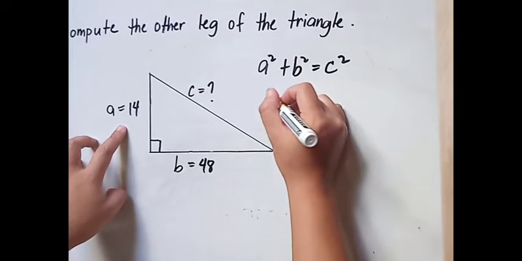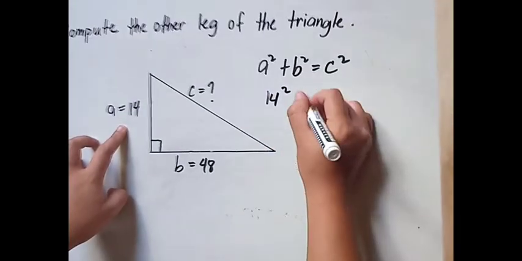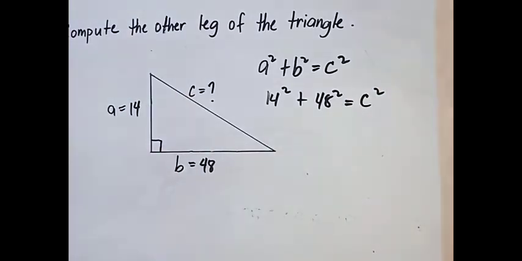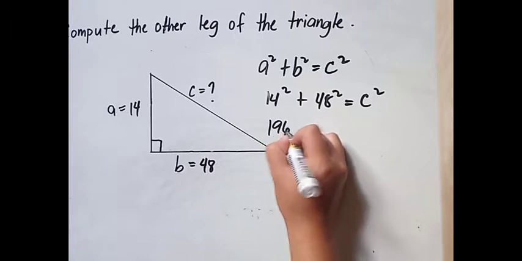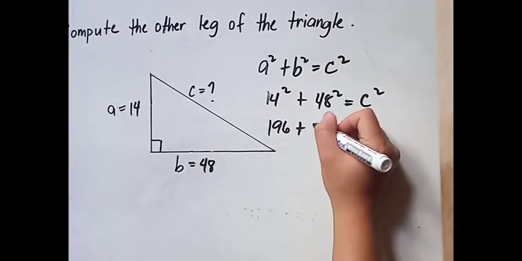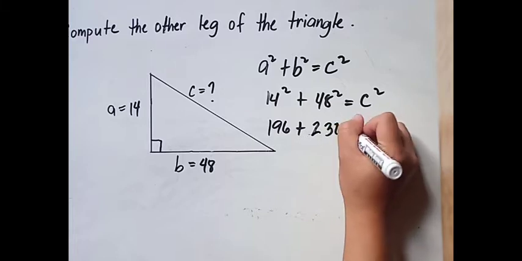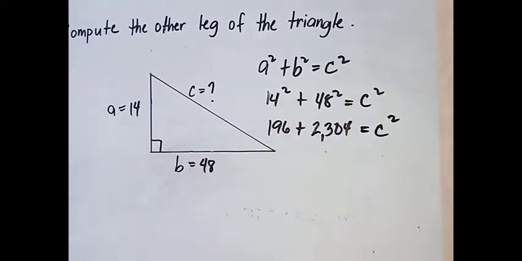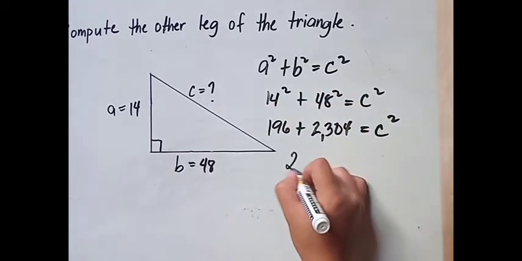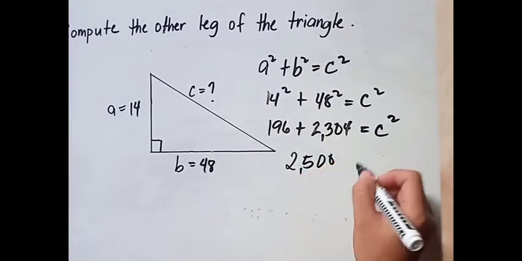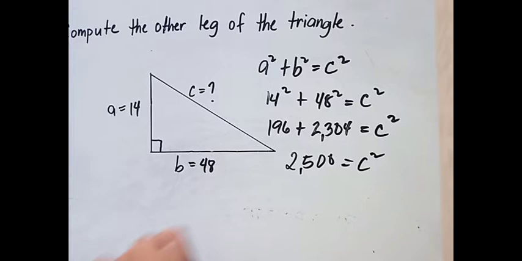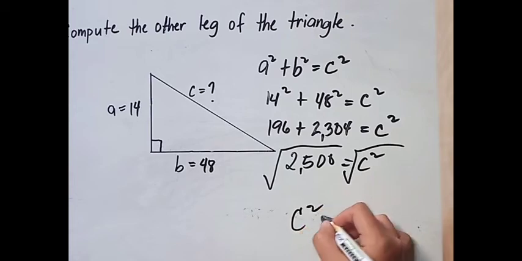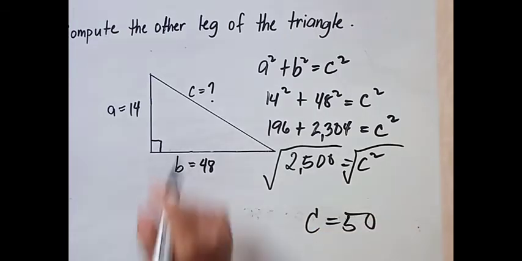So this is 14 square plus 48 square, and that is c square. 14 square is 196 plus 48 square, that is 2304, which is equal to c square. If we add these, that is 2500 equal to c square. So we will take the square root. So c is equal to 50. And it means that our side C is 50.